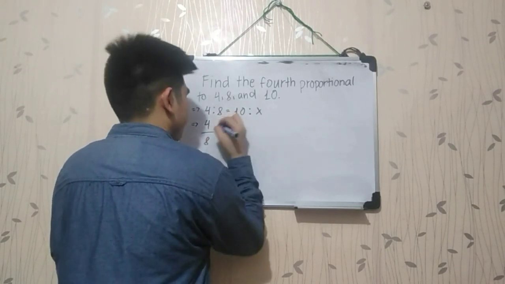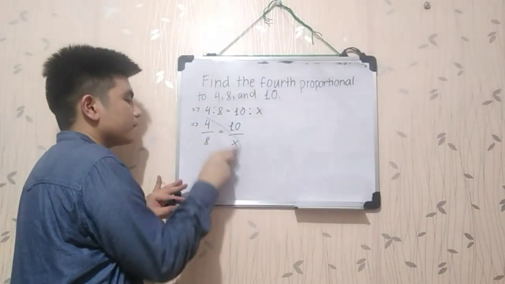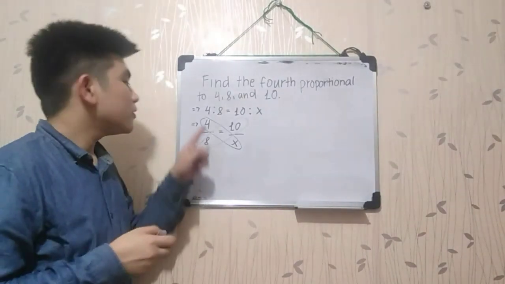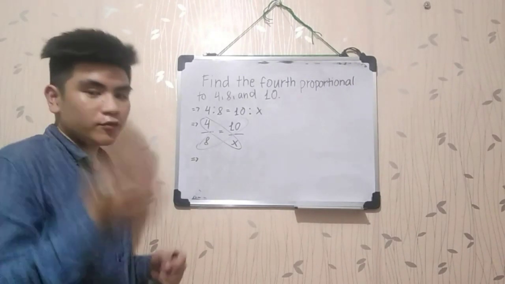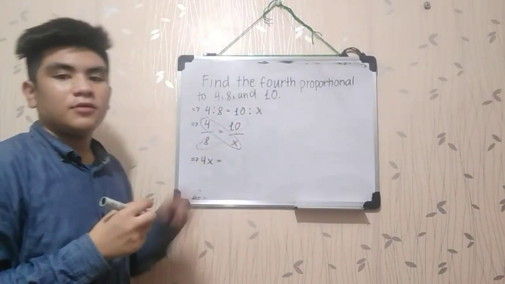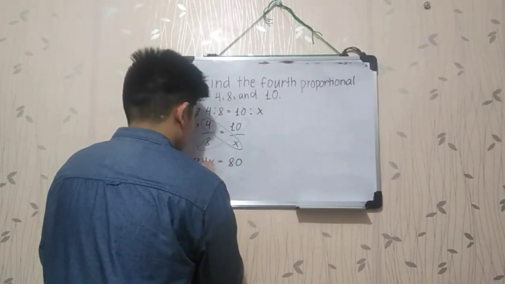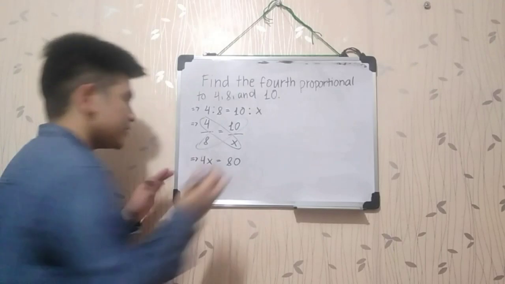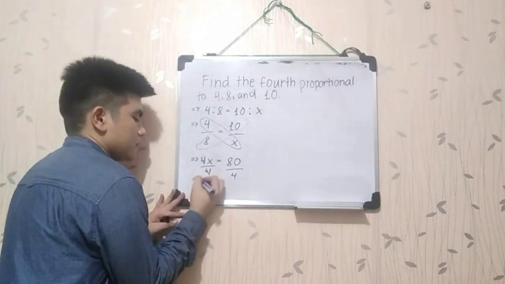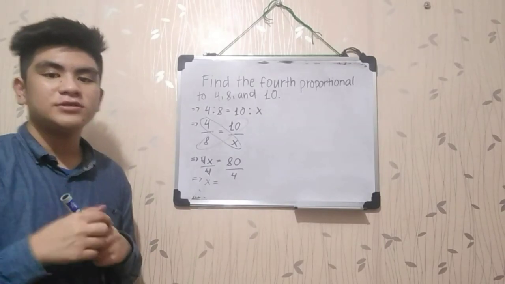You can turn it into a fraction again. Then cross multiply it. Now, multiply 4 to x, and that will give us 4x. And multiply 8 to 10, and that will give us 80. Now, to find x, we need to divide both sides by the coefficient. Then again, divide 80 by 4, and that will give us 20.